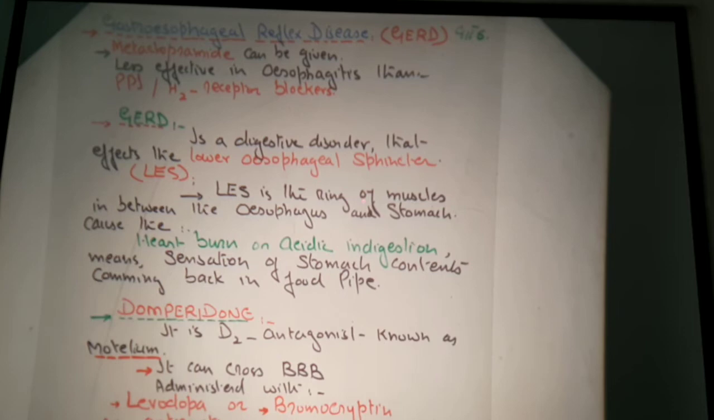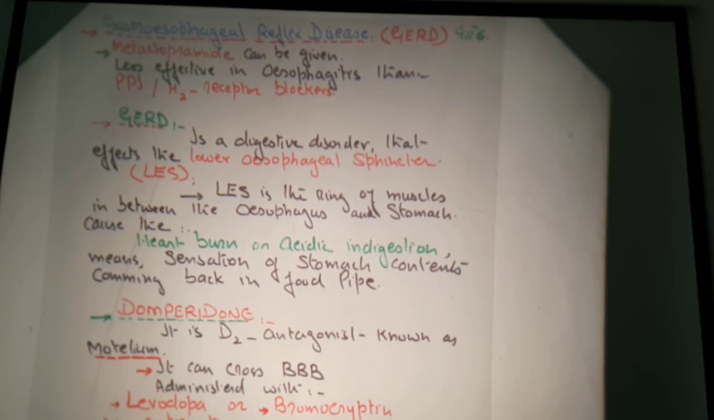is the ring of muscles in between the esophagus and stomach. In between the esophagus and stomach, there is the presence of a ring of muscles that is known as the lower esophageal sphincter. So it causes heartburn or acidic indigestion, because the esophagus is above the stomach. So when food enters into that, if there is an LES problem, it causes heartburn or acidic indigestion.